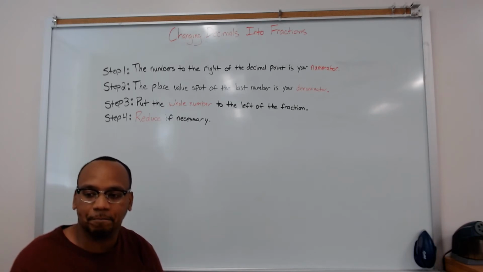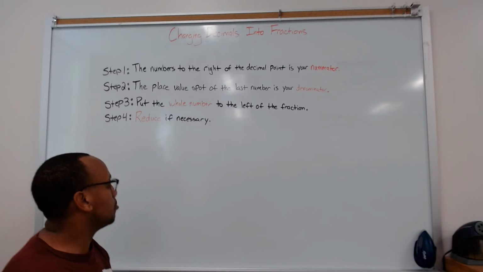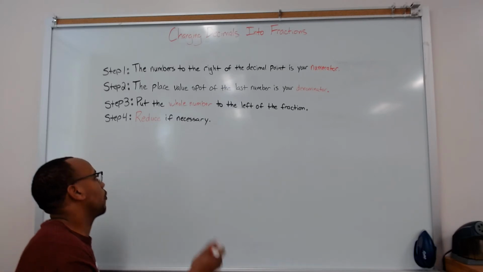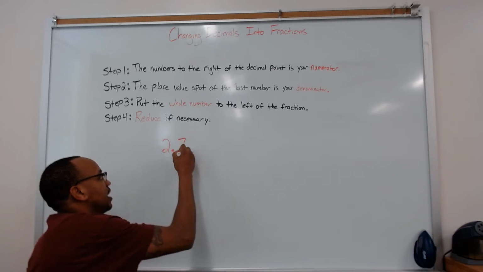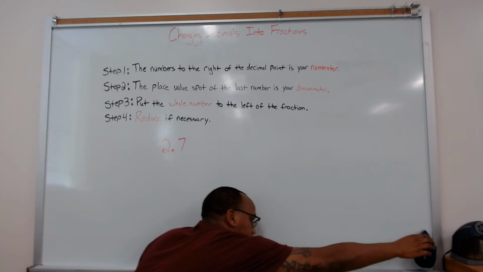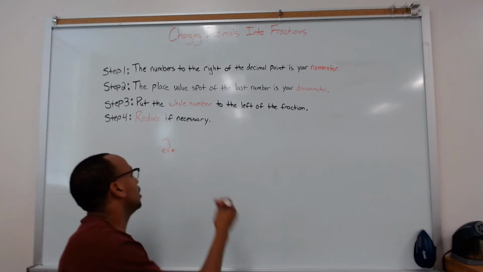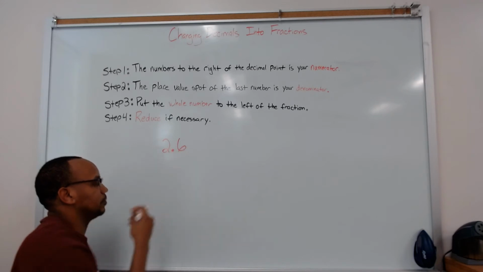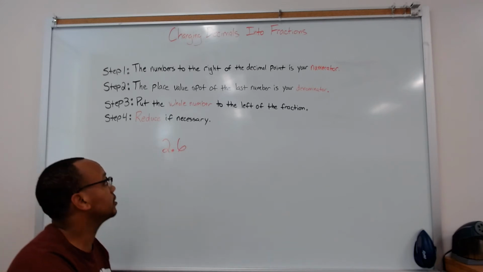So let's say we have 2 and 7/10. Oh, you know what? 2 and 6/10. Let's say we have 2 and 6/10. And let's say the goal is to change this into a fraction.